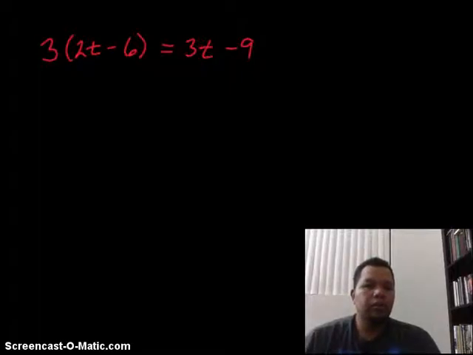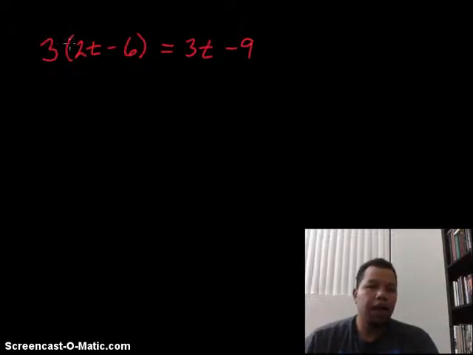Okay, so I'm going to show you how to solve this type of equation right here. This equation has a variable on both sides of the equal sign, on the left side and the right side. And I'm going to use the basic strategy of isolating the variable. First, before isolating the variable, I'm going to simplify each side of the equation as much as I can.